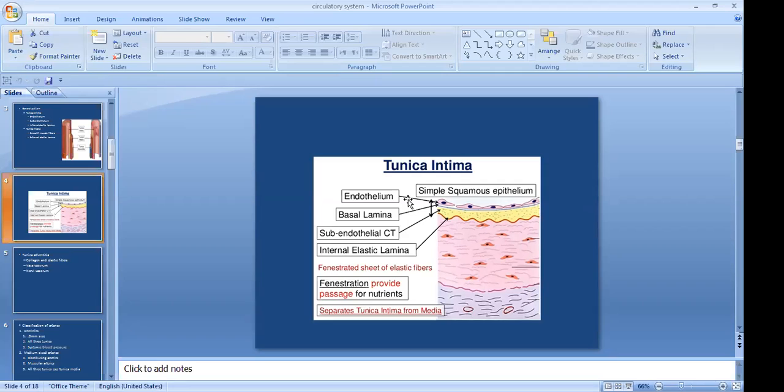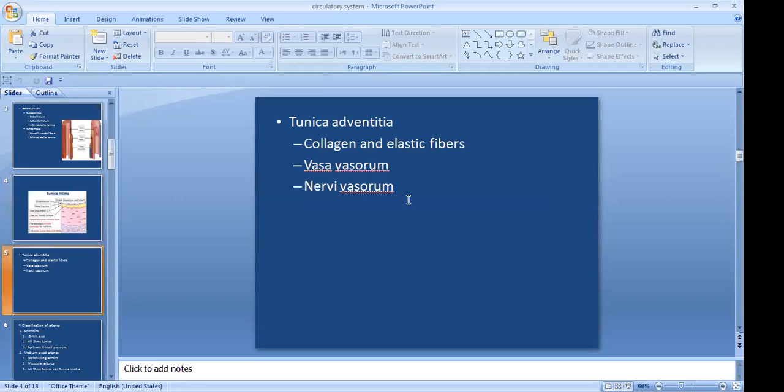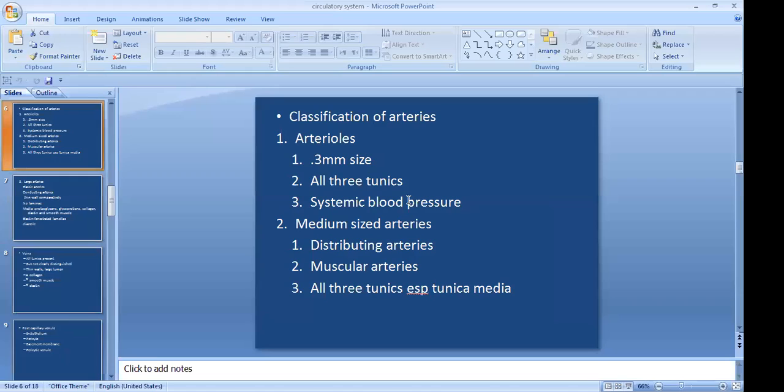The nerves are called nervi vasorum and the vessels are called vasa vasorum. Usually the nerves which supply the big vessels are unmyelinated nerves. So these were the layers of the vessels.